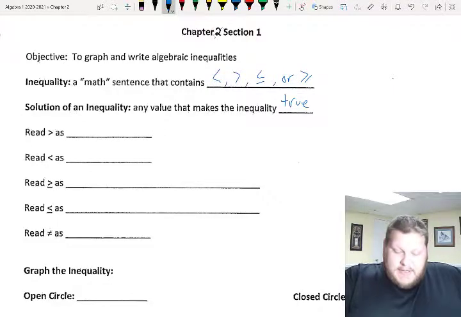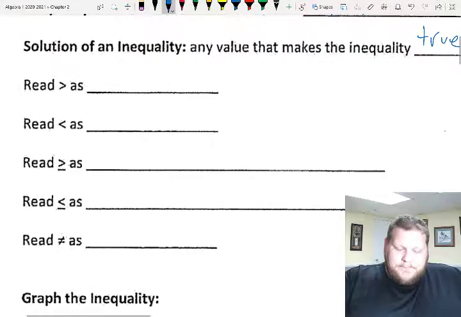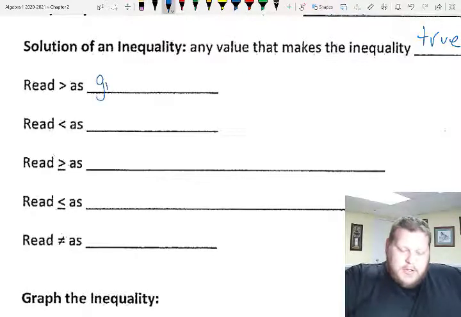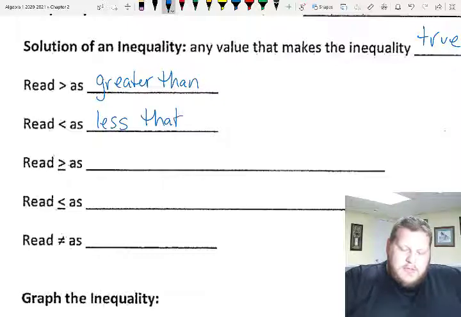So for the following symbols, we always read them from left to right, just like we do a regular sentence. The first symbol here is read as greater than. This next one would then be less than.